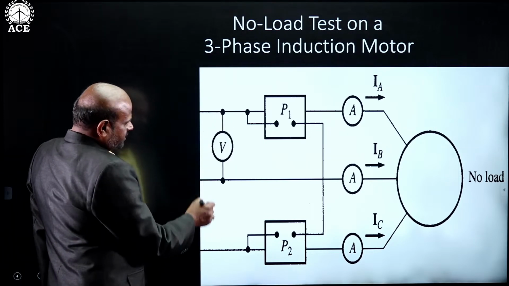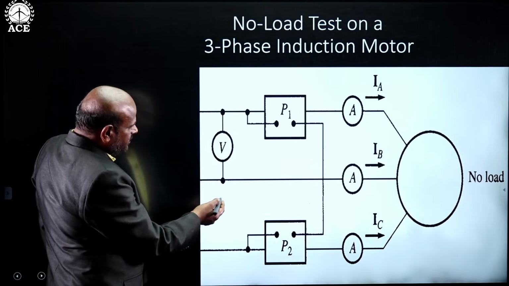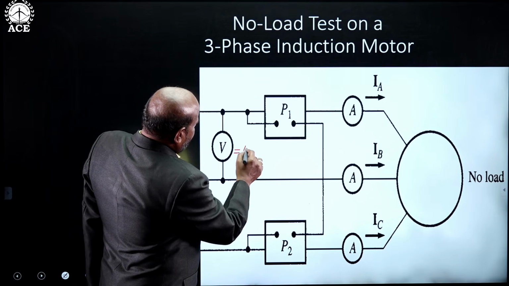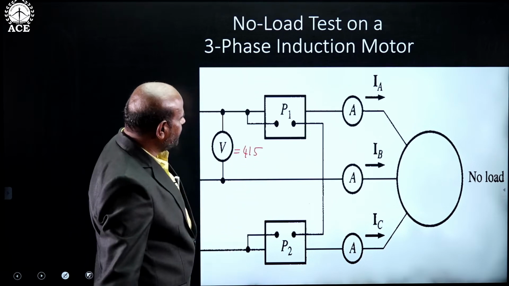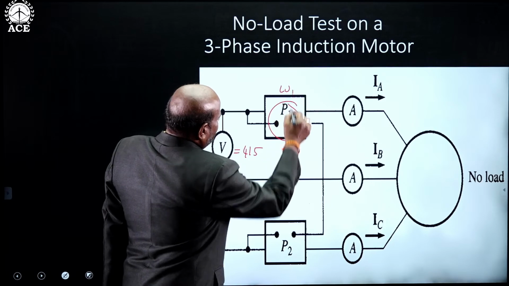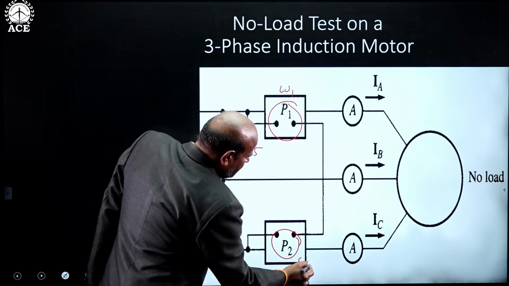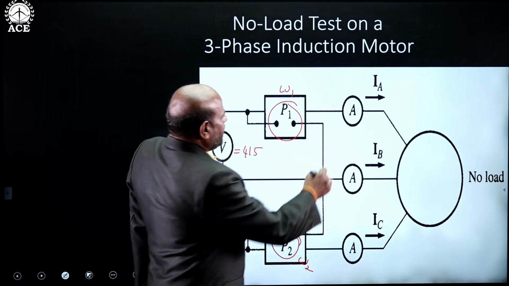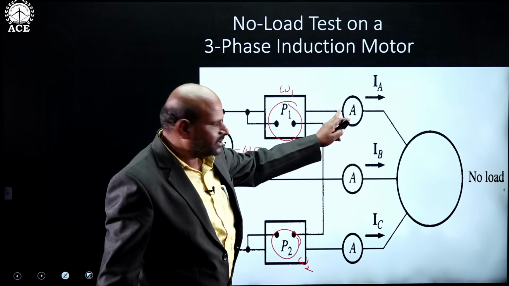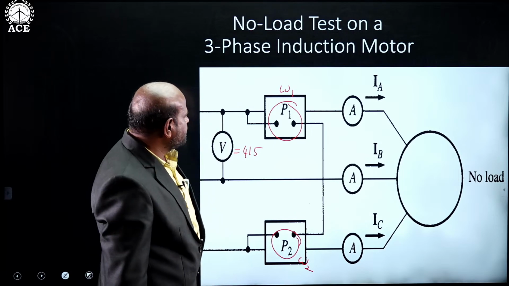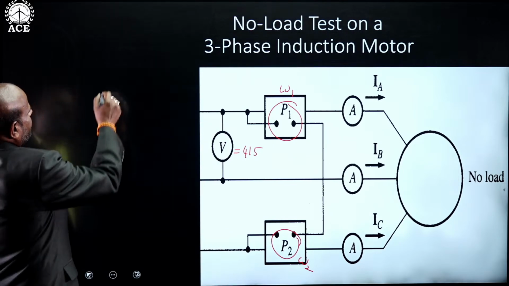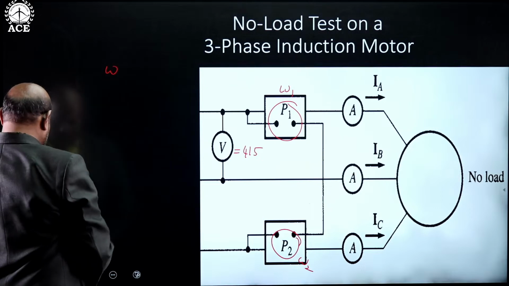We apply the three-phase supply by means of a three-phase variac, with the rated voltage of 415, such that the powers in the wattmeters W1 and W2 are noted, and in each phase the currents drawn by the motor are noted. Here the sum of the wattmeter readings gives the no load power.